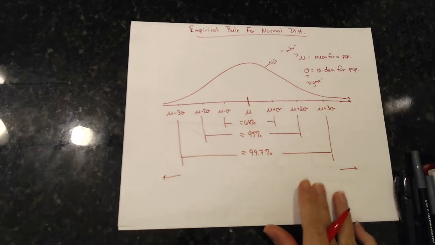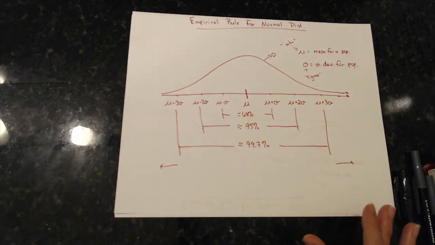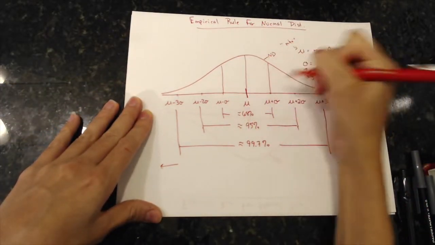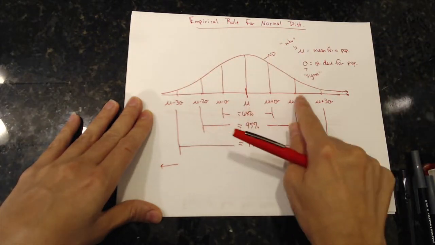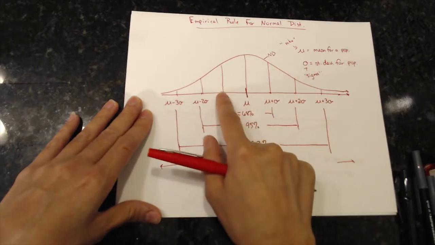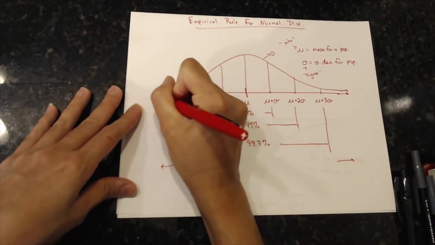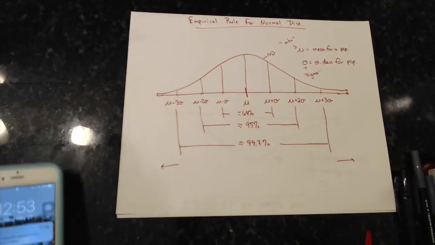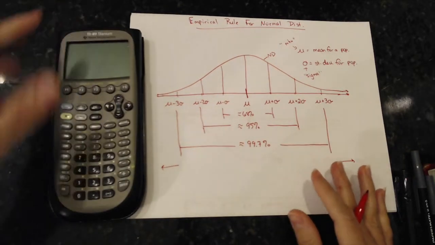Now, this is the general idea for the empirical rule, but we can get more detailed. So if I were to, let's say, split this up into a bunch of different areas, right? These lines indicate one standard deviation above the mean, two above the mean, three above the mean, one standard deviation below, two below, three below. And I'm splitting up this curve into all these different areas. Now, how can I get a little bit more specific here?